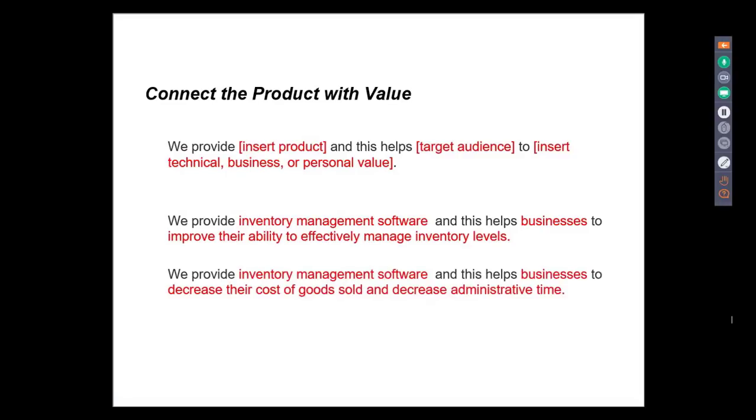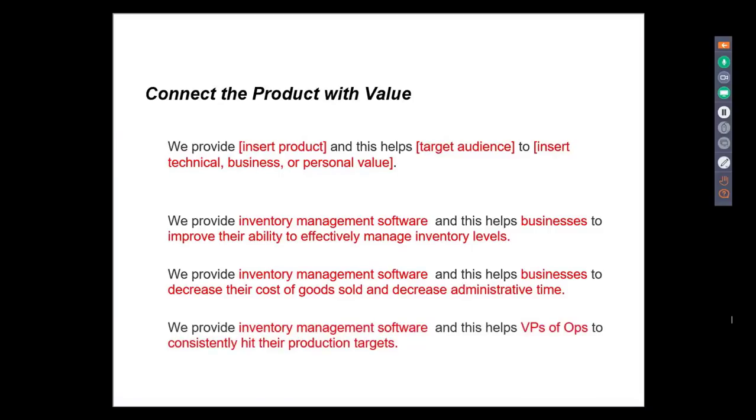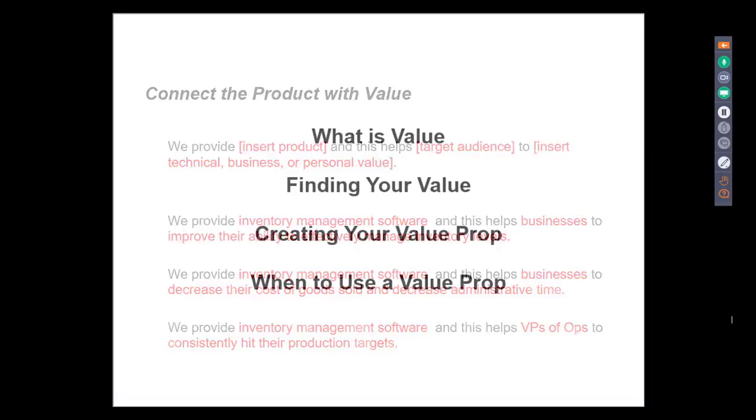We provide inventory management software, and this helps businesses to decrease their cost of goods sold and decrease administrative time. We provide inventory management software, and this helps VPs of ops to consistently hit their production targets. So the three differences there are, again, top one is technical benefit, business benefit, and the last one's a personal benefit. So hopefully all of that gives you some ideas of how to figure out what your value is and how to put it all together to create a value proposition.